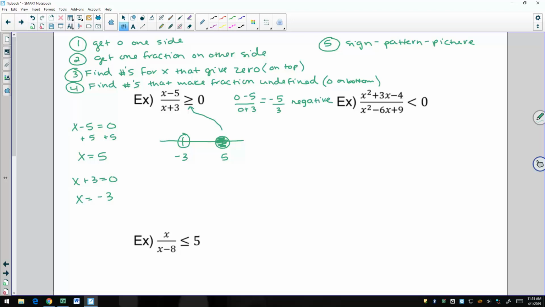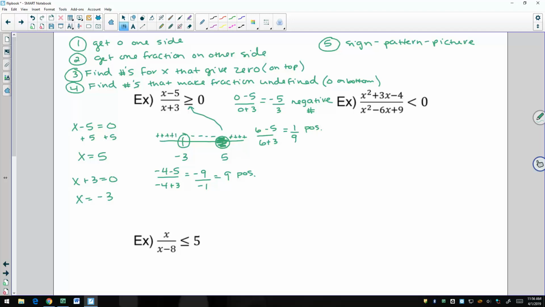So therefore, I'm going to put little negative signs where 0 is, and 0 is in between. Now I have to pick a number on the other side of 5. I'll pick 6. So 6 minus 5 over 6 plus 3, well, 6 minus 5 is 1 over 9. That's a positive number. So I'm going to put little plus signs, and then pick a number on the other side of -3. So let's pick -4. -4 minus 5 over -4 plus 3. That's -9 over -1. That reduces to a positive 9. So that's a positive number. So I'm going to put little plus signs.